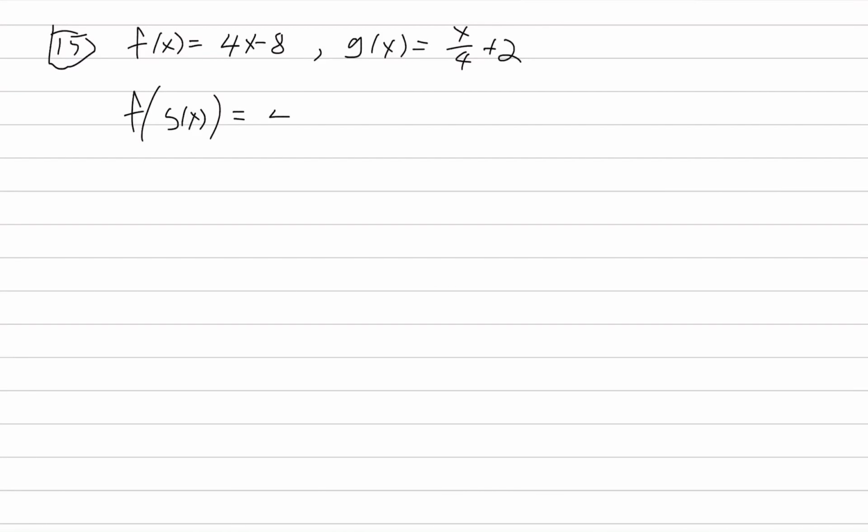It is 4 times g of x as the input, minus 8. If I simplify, I get x plus 8 minus 8 equals x. So this is f of g of x. Give any values x need to be excluded from f of g of x, which means essentially find the domain, right? Here, no value should be excluded because we can plug anything here, right?